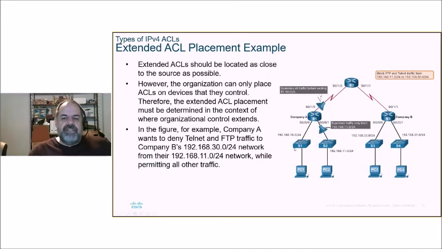So extended ACL placement. In this case, we're going to block FTP and telnet traffic from subnet 11 to 30. Because it's extended, you can specify that traffic to block and then permit the rest. You can put it inbound on G0/0/1, so the router doesn't even have to process the routing table for those packets, because they'll get dropped before that happens. That's an efficient way to go.